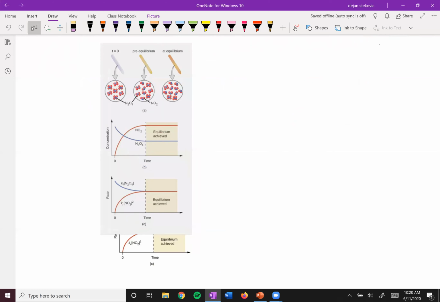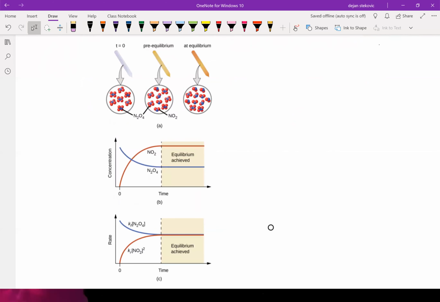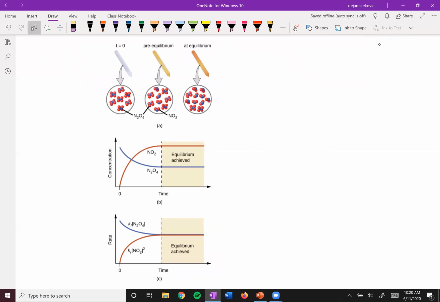Here's another example. So here we have this N2O4 turning into NO2, and as you can see, this N2O4 is colorless, while this NO2 is this kind of brown color. And so in the beginning, we're going to start the formation of our products, which we see here, right? This rate is increasing, but then after a while, we're going to reach equilibrium. And so you see these concentrations are no longer changing because the rates are exactly the same.